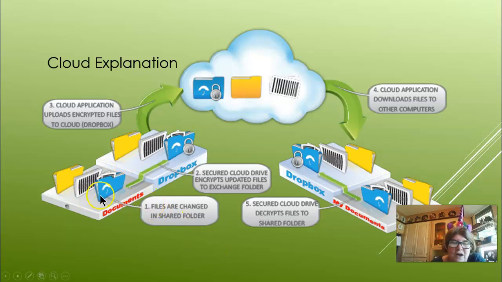So you have the files from your laptop. It encrypts them and sends them to the cloud. In other words, it scrambles them so people can't read them. Then when you download them onto another device, it decrypts them, you see them, and it puts them into another folder. So that's a quick explanation of how a cloud works.